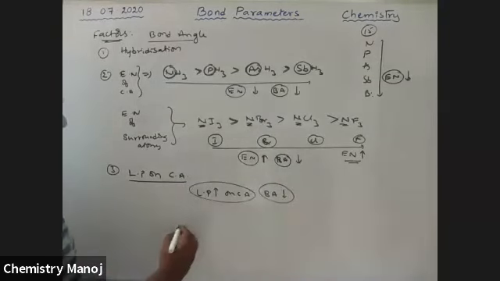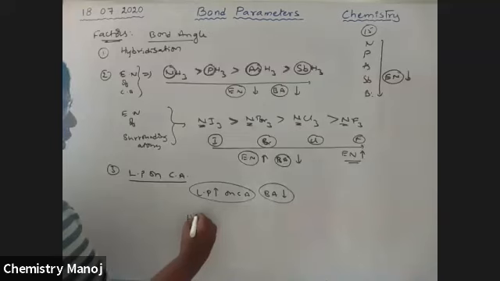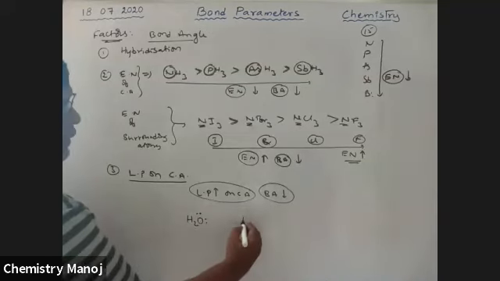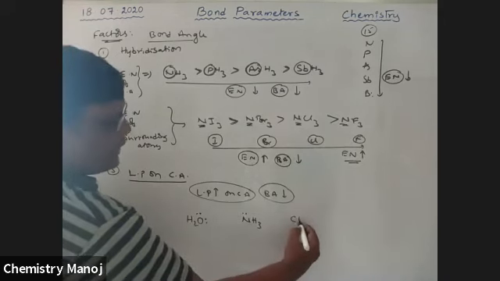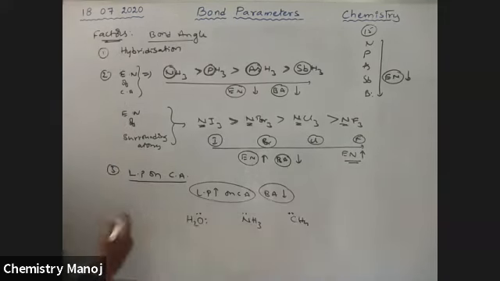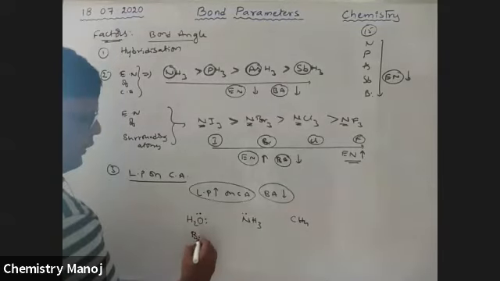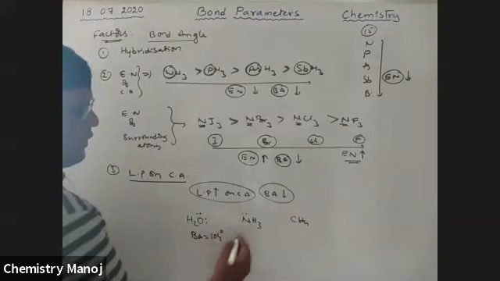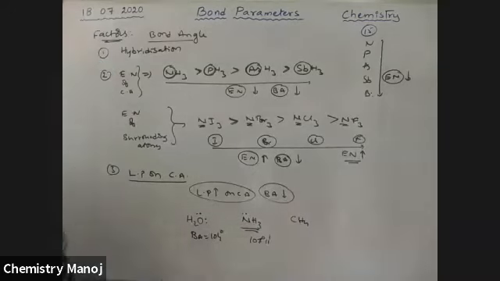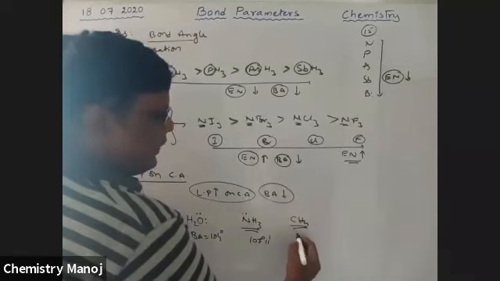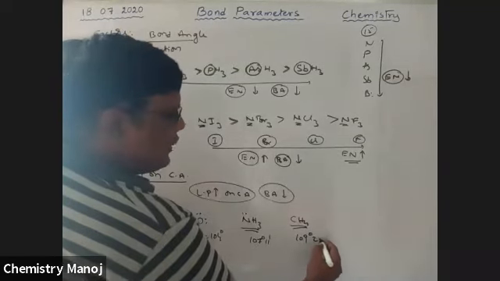I already explained that. H2O, oxygen, has 2 lone pairs. NH3, nitrogen, has one lone pair. CH4, carbon, has no lone pair. Here the bond angle in H2O is 104 degrees, in NH3 it is 107 degrees 11 minutes, and in CH4 it is 109 degrees 28 minutes.